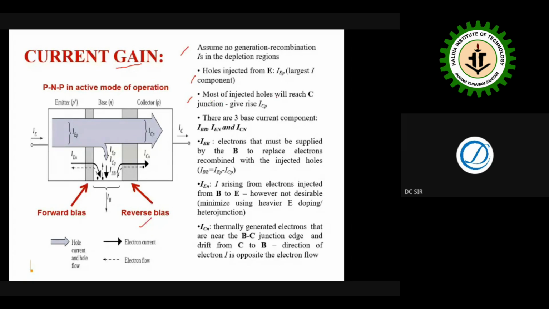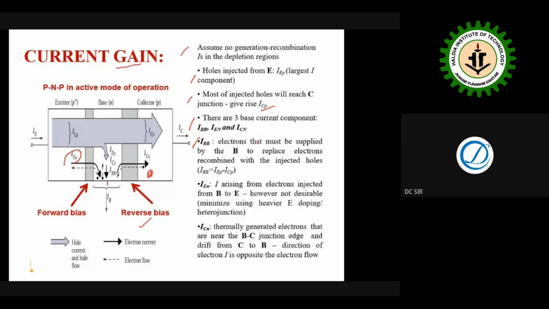Most injected holes will reach the collector junction and give rise to the collector current due to the hole. There are three base current components: IBB, IEN and ICN. IBB is due to the base terminal. IEN is due to the majority carrier in the base region, and ICN is due to the minority carrier of the collector region. Due to that, there is a current flow.